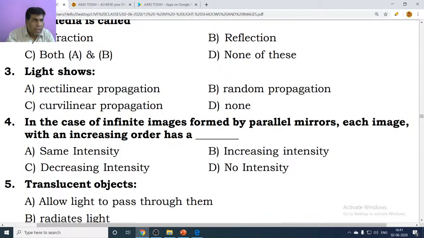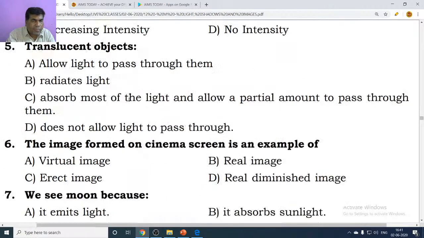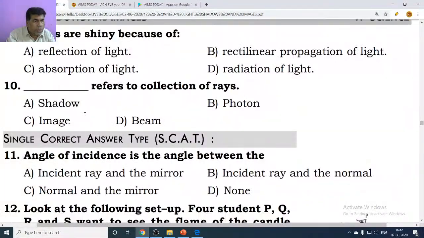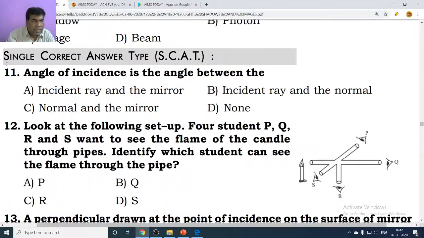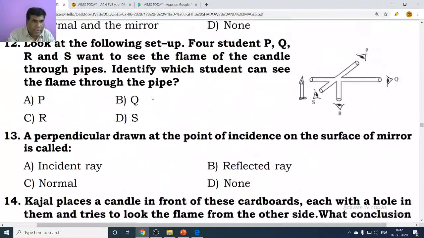Already we have told that light travels in a straight line. That nature is called rectilinear propagation. You will also come across some more questions like single correct answer type questions.